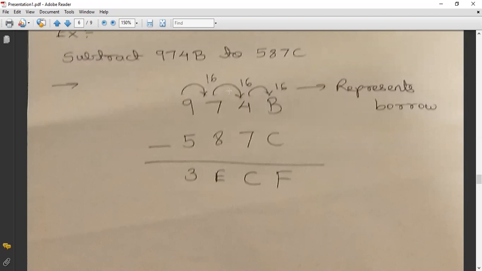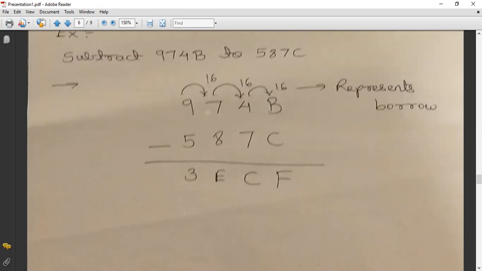Okay, so borrowing one value, that is one value is equivalent to 16 in this case. Now, 16 plus 3 is what? 16 plus 3 is 19, and 19 minus 7 is what? 19 minus 7 is 12. So 12 is nothing but C. So the answer for this subtraction is C.